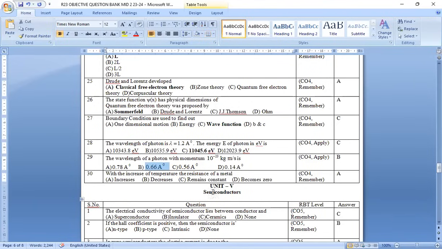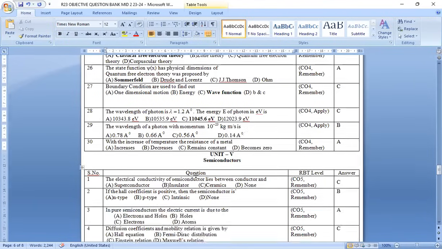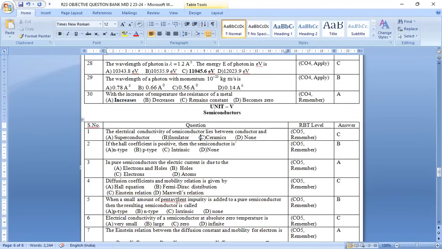And then with the increase of the temperature, the resistance of the metal also increases. Option A is the correct answer. And then model questions on unit 5. The electrical conductivity of semiconductor lies in between the conductor and the insulator. Option B is the right answer.